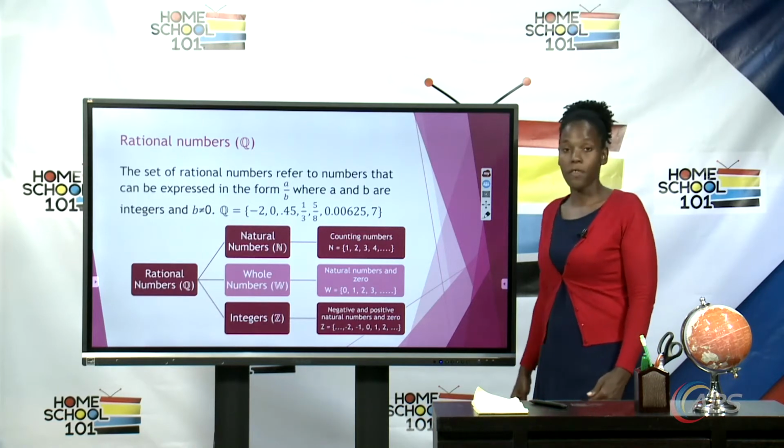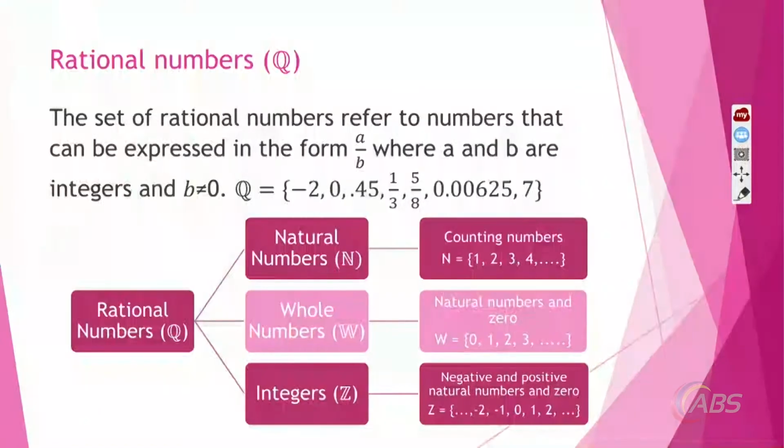The final set of numbers includes our integers, and these refer to our negative and positive whole numbers as well as 0. And what I want you to do also is to pay close attention to the symbols that are used to represent each. In terms of rational numbers, we use the symbol Q to represent the set of rational numbers. In terms of natural numbers, we use the symbol N. In terms of whole numbers, we use the symbol W, and in terms of integers, we use the symbol Z.